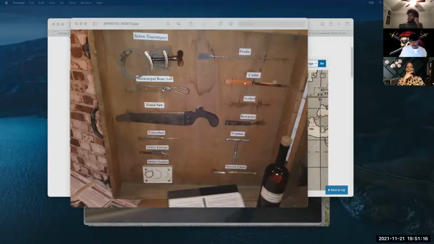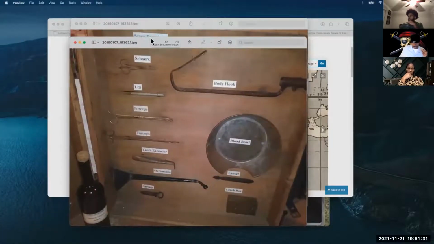And so these are the tools that were used when something happened to you. Screw tourniquet, stop the bleeding. You screwed that. Oh, wow. More things here. Body hook, to hold you down, stop you from moving. Wow. Blood bowl. Tooth extractor. These different tools, again, were on these forts as well.